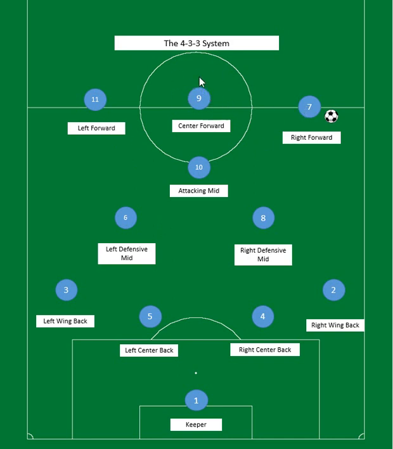4-2-3-1, with the 1 being the number 9, the 3 being the forwards and the midfielders, and then the 2 being defensive mid positions. So with the back line, 2 defensive mids, 3 attacking midfielders, wings, and a forward. We're going to speak specifically about the role of the 6 and the 8.